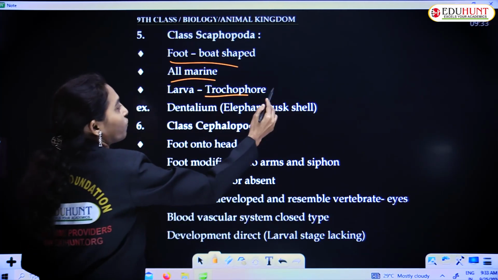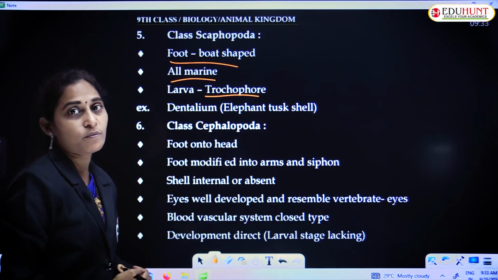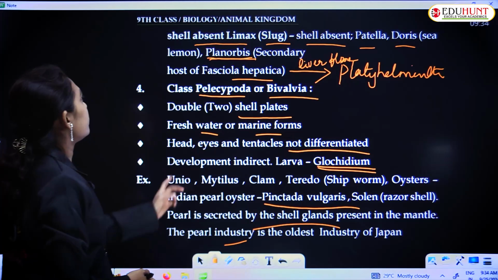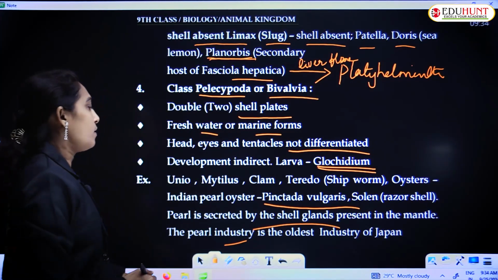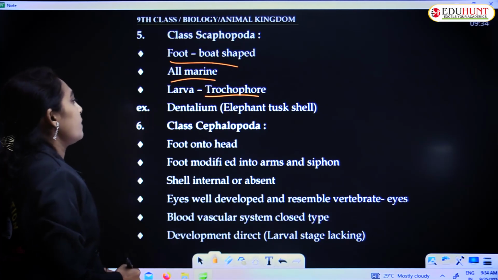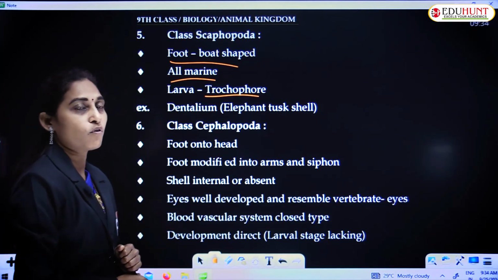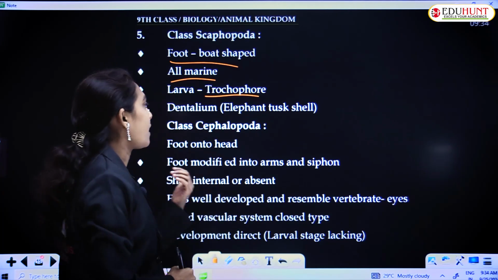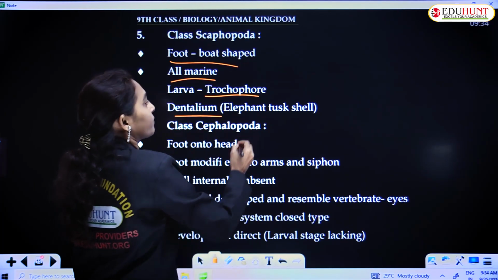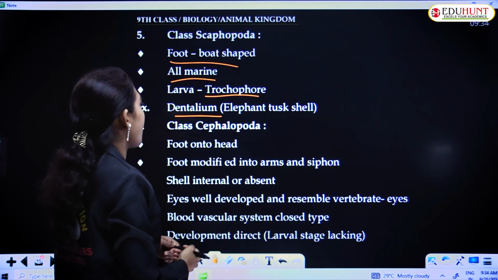Larva is trochophore. Till now in Gastropoda, what have we seen? Till now, in Pelecypoda or Bivalvia, we have seen the Glochidium larva, but in this case it is the trochophore larva. That shows that its development is indirect. Dentalium, the elephant tusk shell, is an example.